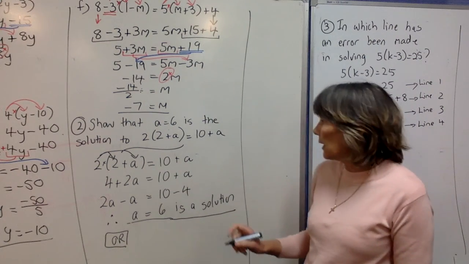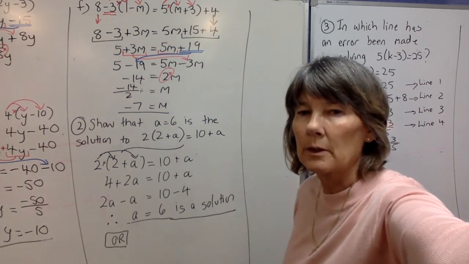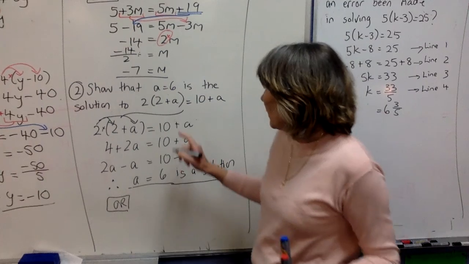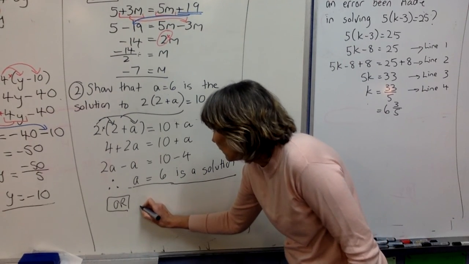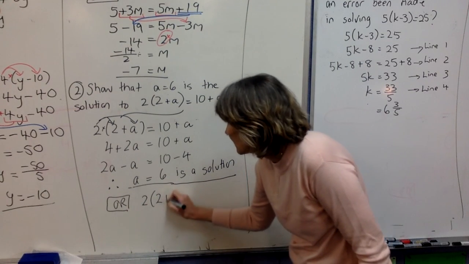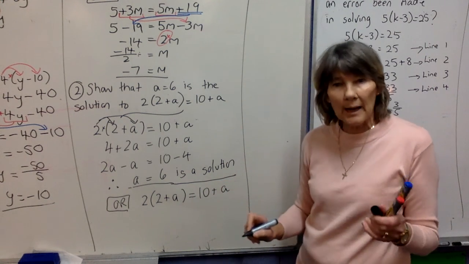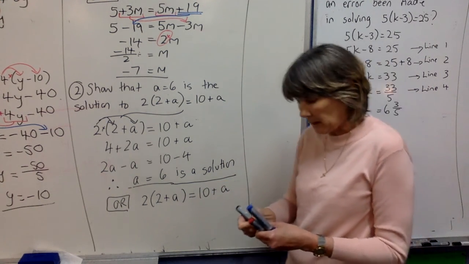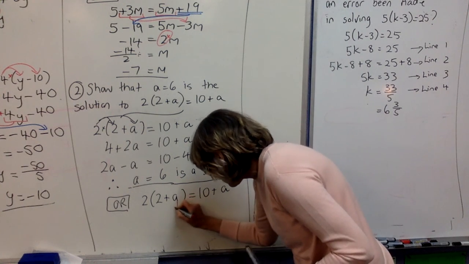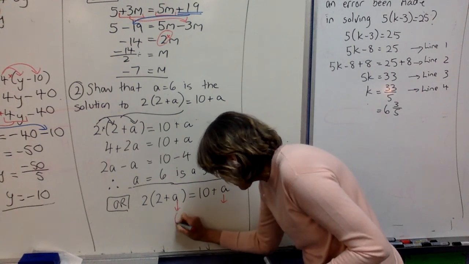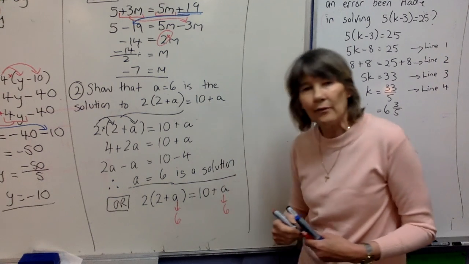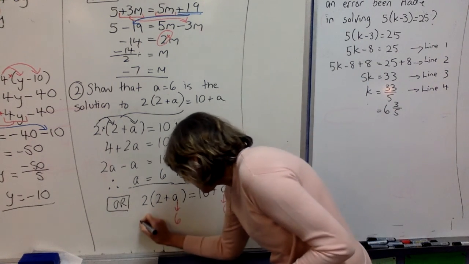The other option is you can take what they're giving you, which is this, and you can take the a equals 6 and sub it in. Where the a is, we can put a 6 in that spot and just see if it works or not. All right, so let's see what happens.